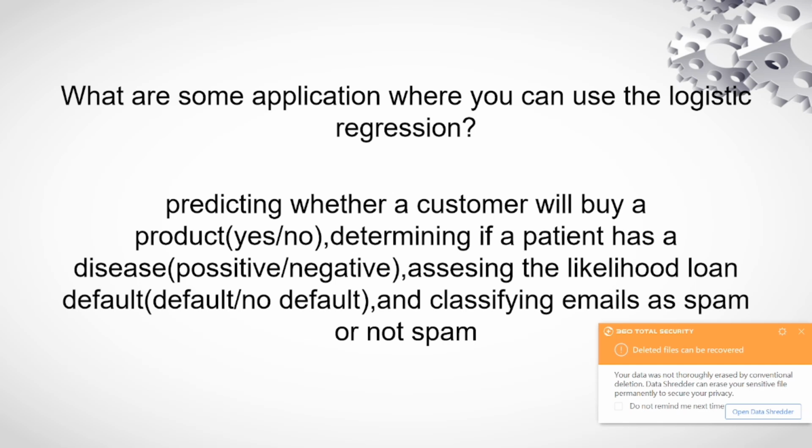What are some applications where you can use logistic regression? Predicting whether a customer will buy a product. It is yes or no. Determining if a patient has a disease. It will be positive or negative. Assessing the likelihood of loan default. It is default or no default. And classifying emails as spam or not spam.